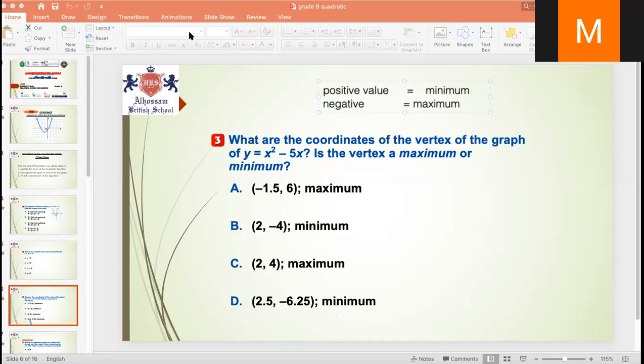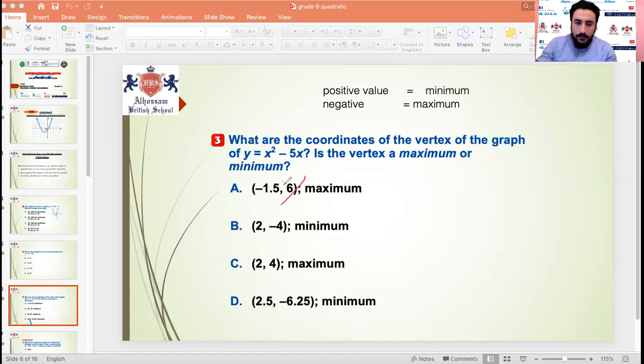So let us think about it. Maximum is wrong. So I'm going to choose from B or D. How can I find x of the vertex?